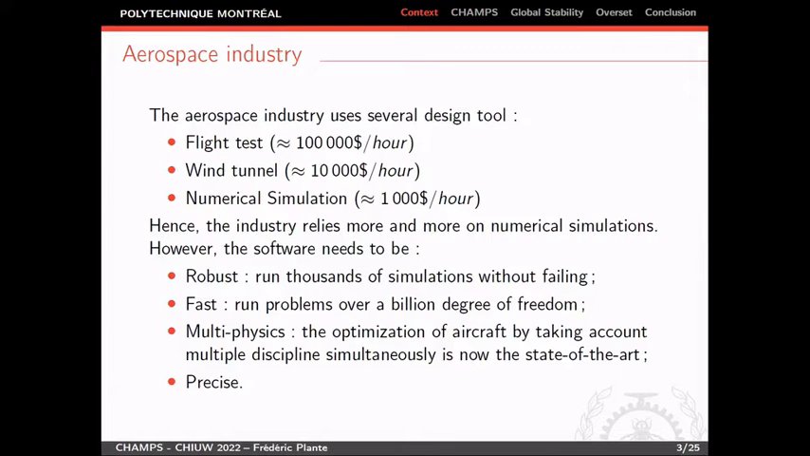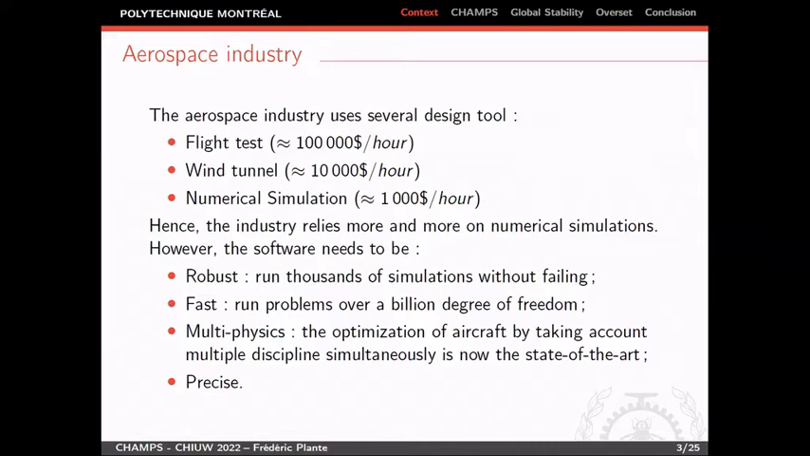However, there are some challenges in the application of simulation to design. First, we need a robust method because we need to be able to integrate them into design loops where we have thousands of simulations that are run without failing. We also need fast computation since, for example, the aerodynamic system of equations can have billions of degrees of freedom. And this will require the use of HPC.